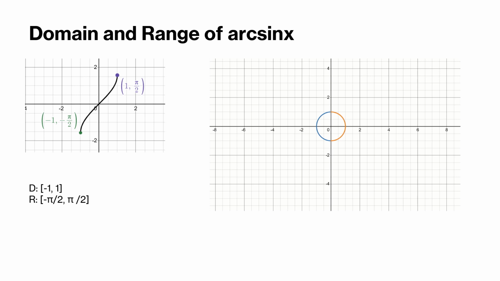So that's why when I make my sine function 1 to 1 so that I can take its inverse, I'm going to use the values of negative pi over 2 to pi over 2 to limit it so that when I take the inverse, I get a function.